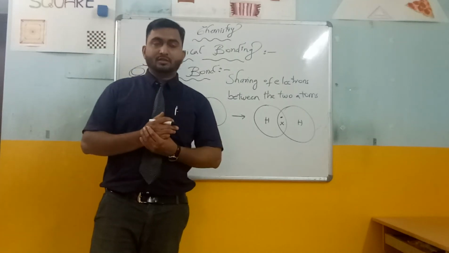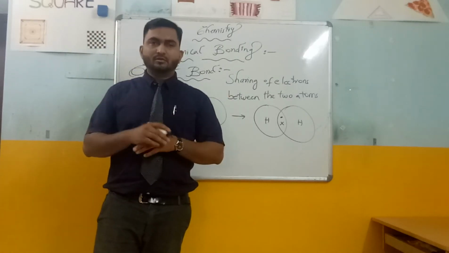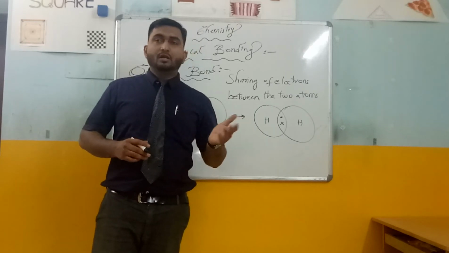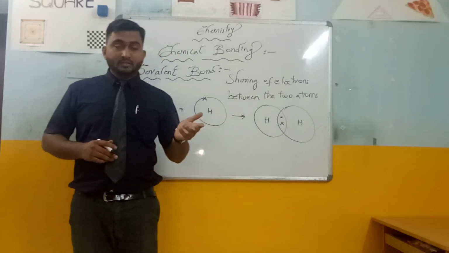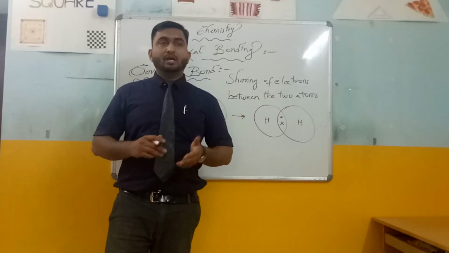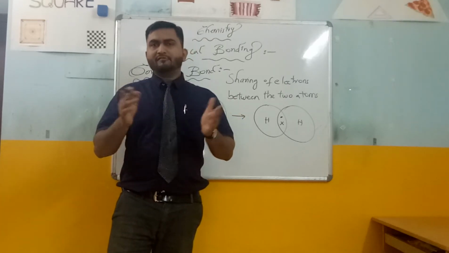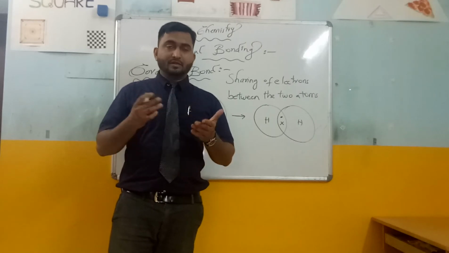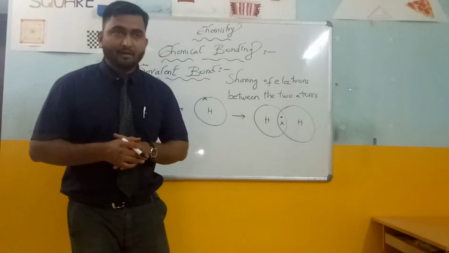When elements combine, they form different types of bonds. They may combine to form covalent bonds, or ionic bonds. Sometimes they may also combine to form polar covalent bonds. There are different varieties of covalent bonds. We have different types of chemical bonding.